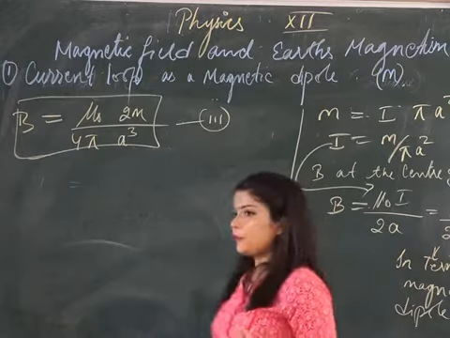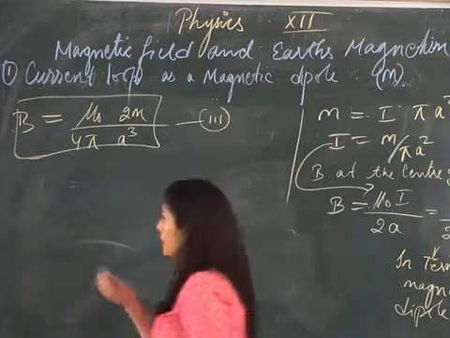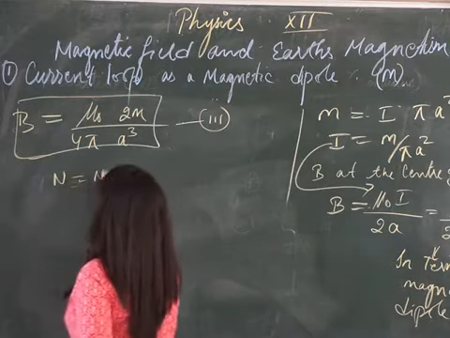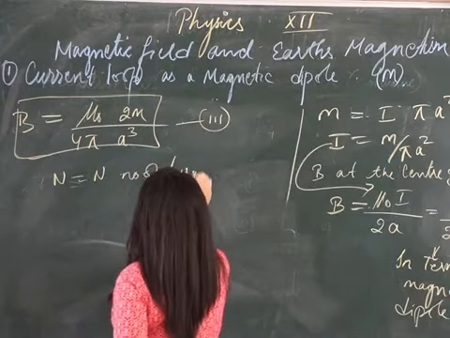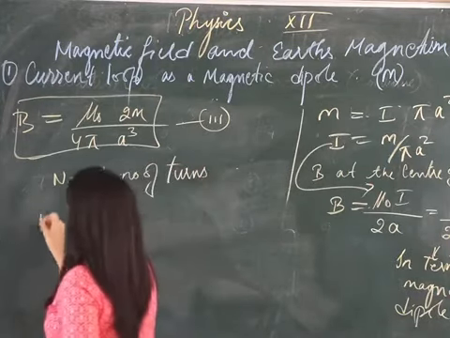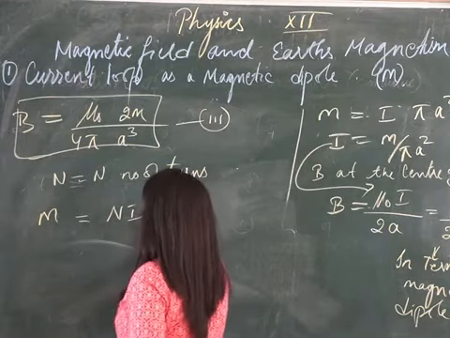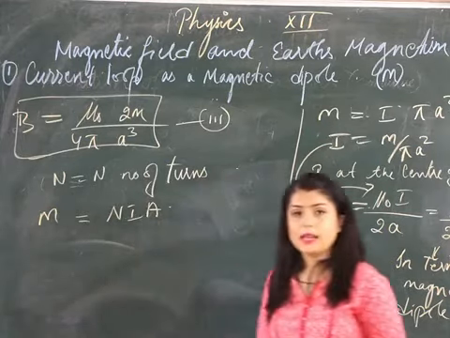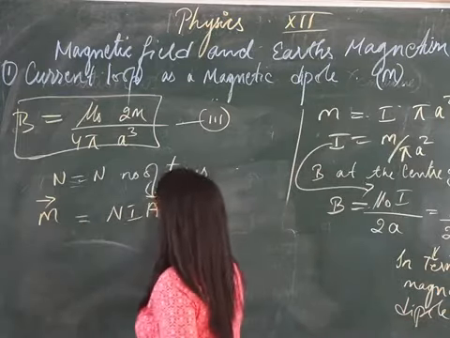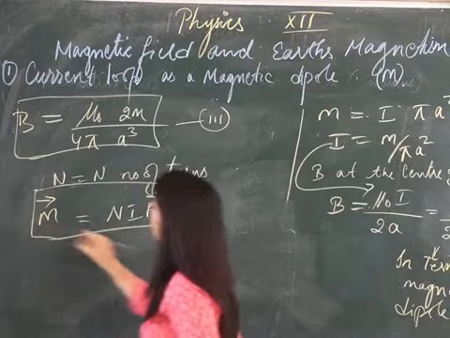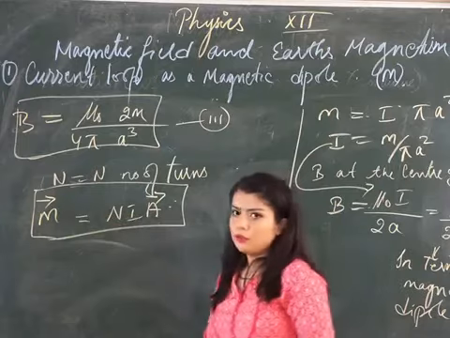Now, if your current carrying loop has got n number of turns, then your magnetic dipole moment will be N I A. This is also a vector quantity. This is the equation of magnetic dipole moment for n number of loops.